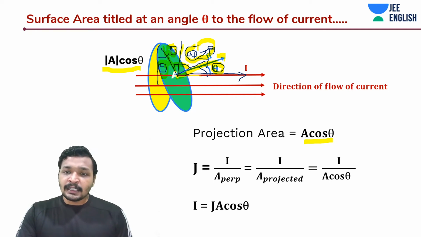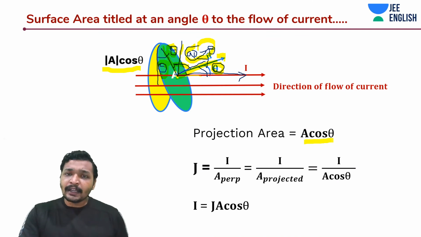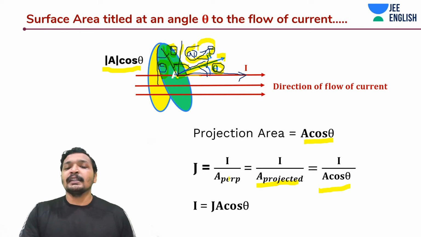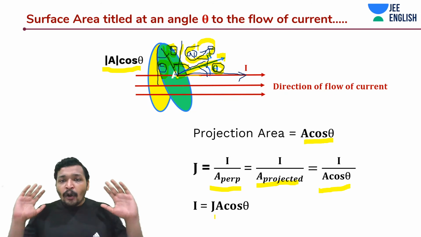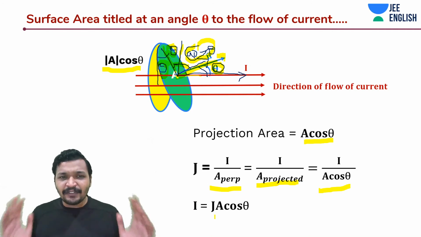So if the projected area is A cos theta, what would be the current density? I by A cos theta, or I by the projected area, or the perpendicular area. In some cases, you can say it as perpendicular area. Okay, guys, I hope this concept is clear, how we got the theta, etc. It's a very, very easy concept.